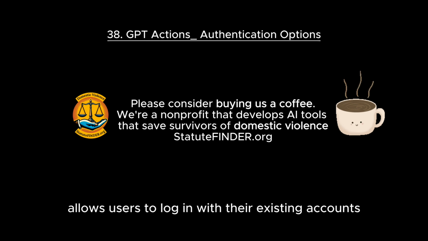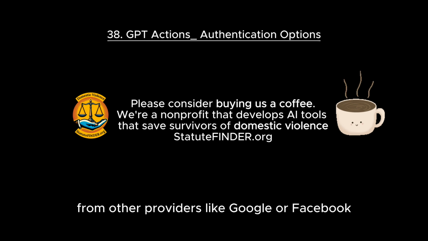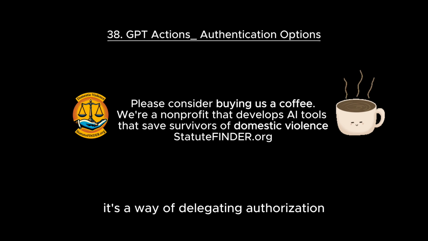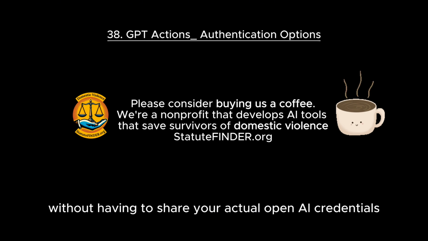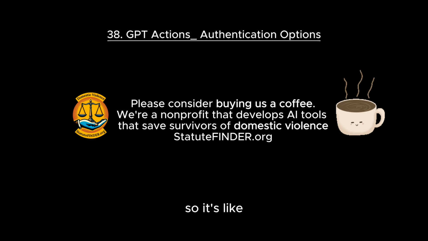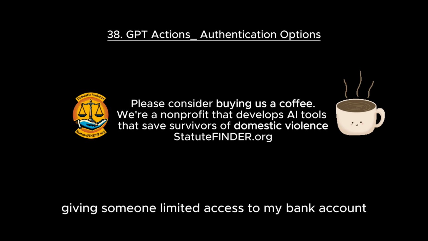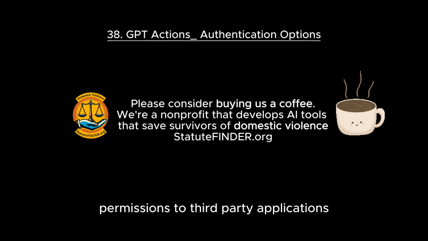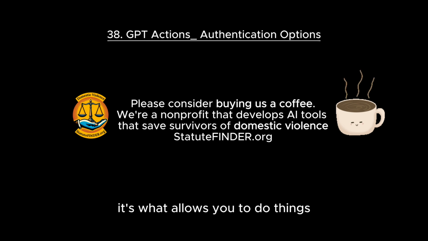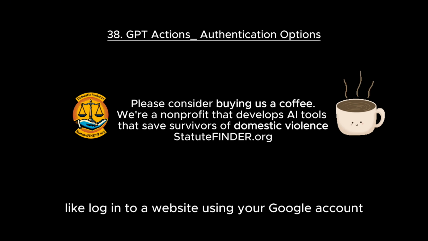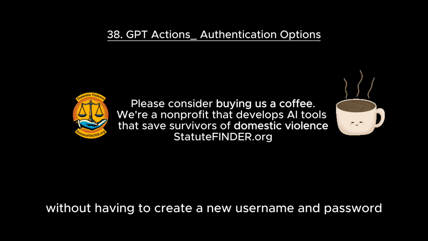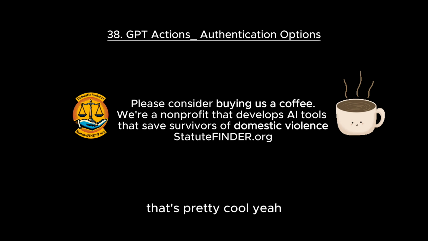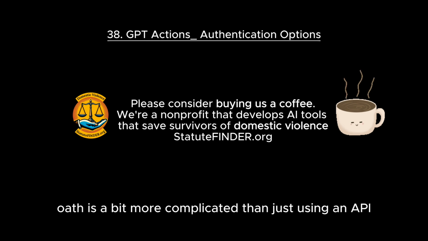OAuth allows users to log in with their existing accounts from other providers like Google or Facebook. It's a way of delegating authorization without having to share your actual OpenAI credentials. So it's like giving someone limited access to my bank account without giving them my PIN. That's a good way to put it. OAuth is all about granting specific permissions to third-party applications. It's what allows you to do things like log in to a website using your Google account without having to create a new username and password. That's pretty cool. But I imagine setting up OAuth is a bit more complicated than just using an API key.